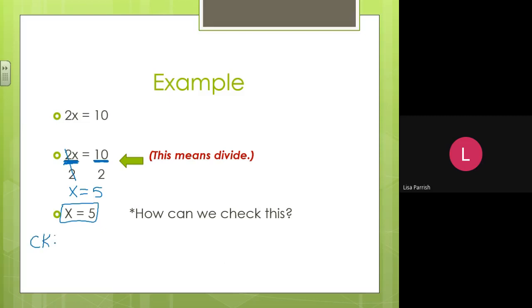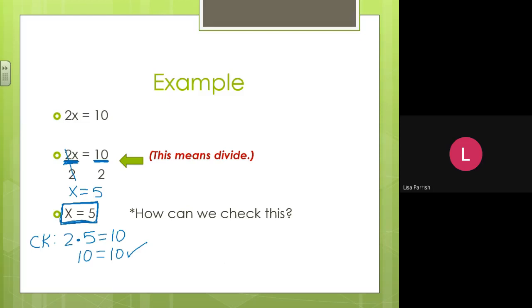Remember, the last thing we've done all week is to check it. We check it by taking our answer, which we got as 5, and plugging that back in for x in the original equation. So 2x means 2 times whatever x is. We just found that x is 5, and it's supposed to equal 10. I tell my kids to go ahead and bring that answer down and say, it's supposed to equal that. What is 2 times 5? Well, 2 times 5 is 10, so that checks out. Checking it is a good way to make sure you didn't make mistakes.